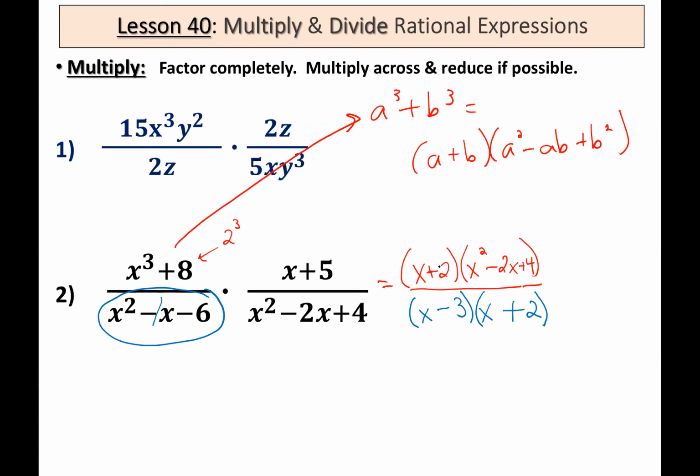Okay, so you might notice we already have a pair of common factors that we could cancel. That x plus 2 in the numerator can cancel with the x plus 2 in the denominator. So feel free to cancel those out right now, or if you want to save all the canceling for later, that's fine too. All right, let's move on to the second fraction.